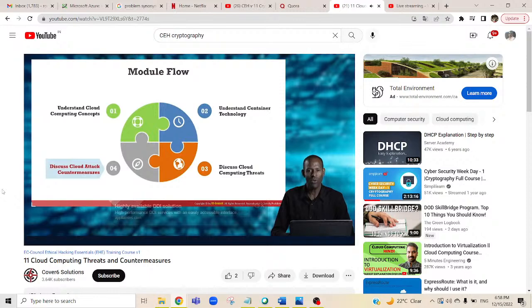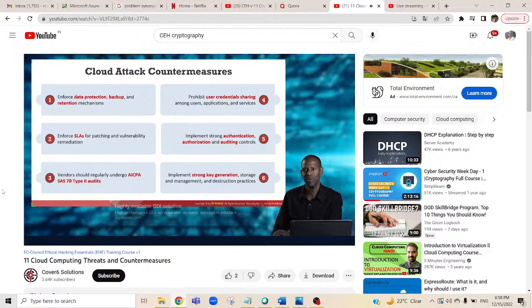All right, so now we're going to look at how you can better defend your cloud with countermeasures. Let's put up the countermeasures. So what are some of the countermeasures that we can use to defend the cloud? Number one is enforce data protection. So what does that mean? To me, I'm translating that as ubiquitous encryption and ubiquitous identity management.